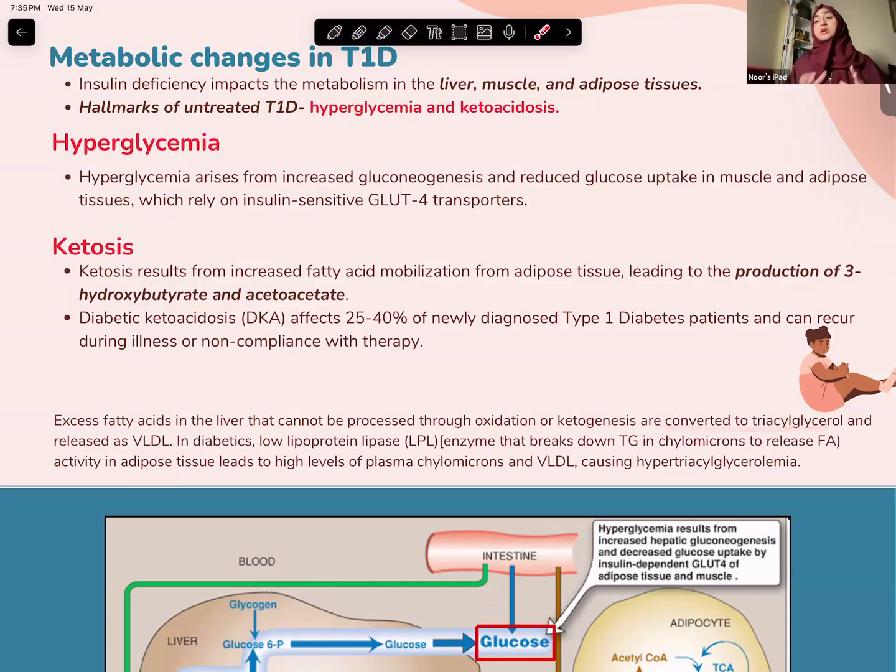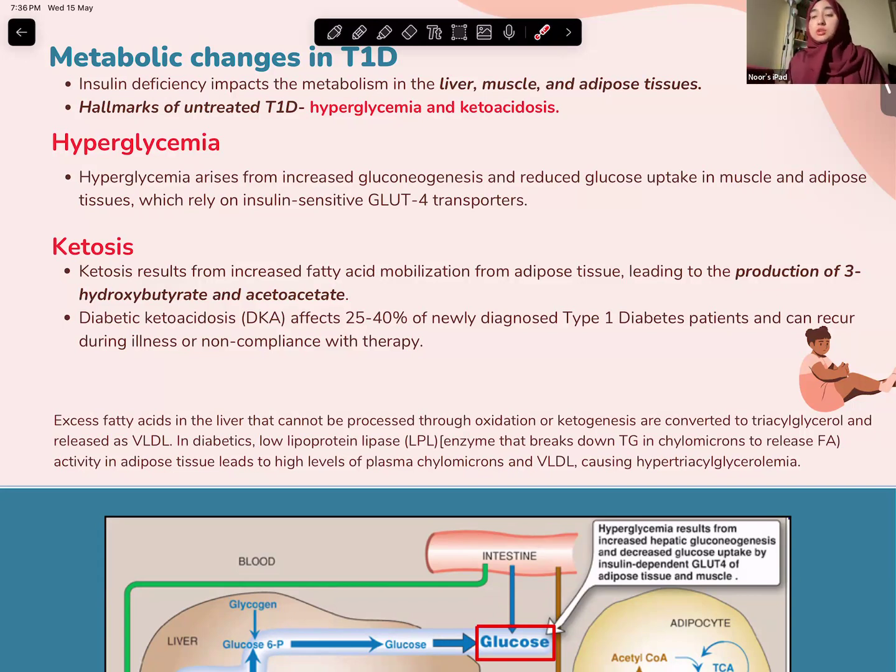Now, the liver converts these excessive fatty acids into triacylglycerol, which is a type of fat. And talking about packaging and secretion of VLDL, what happens when the liver converts these excess fatty acids into triacylglycerol? It packages the triacylglycerol into very low density lipoproteins, which is VLDL, and then it secretes them into the bloodstream.